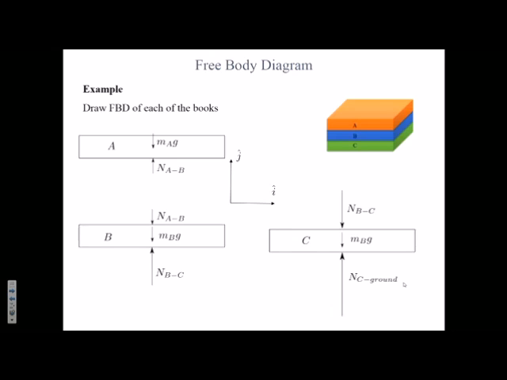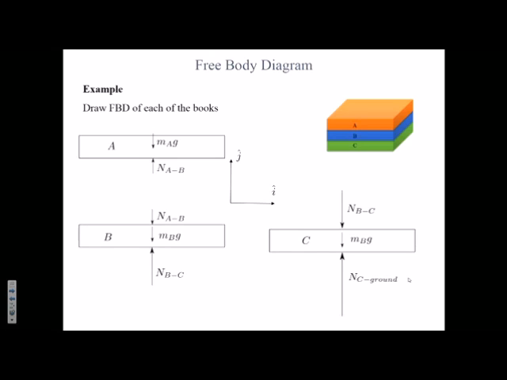Let's look at the book B. Book B is interacting with book A and book C. What is the job of book A? Book A is pushing down on B, and what is that normal reaction? It's this NA-B pointing downward, right? And then we have the weight of the book, and then we have the normal reaction from the C on the B on the bottom surface of the B, because C is going to be pushing B up, because C is supporting B, so we have NB-C, right?